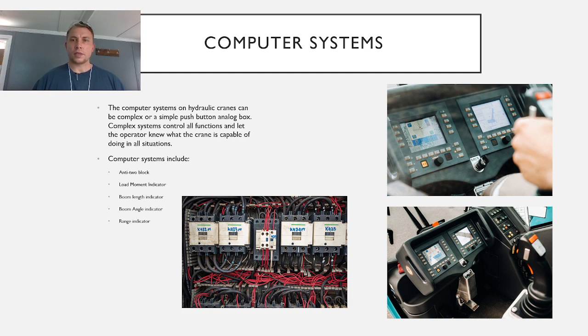So some of the basic computer systems in there: there's the anti-two block, which allows you to cable up the wire rope with the block on it. It allows you to cable up only so far, and then once it gets to a certain point, there's a physical block that it hits, and it shuts down the crane so that you're not running the block into the boom itself and causing it to break and fall and possibly fall on somebody. So it's very important to have an anti-two block on there.